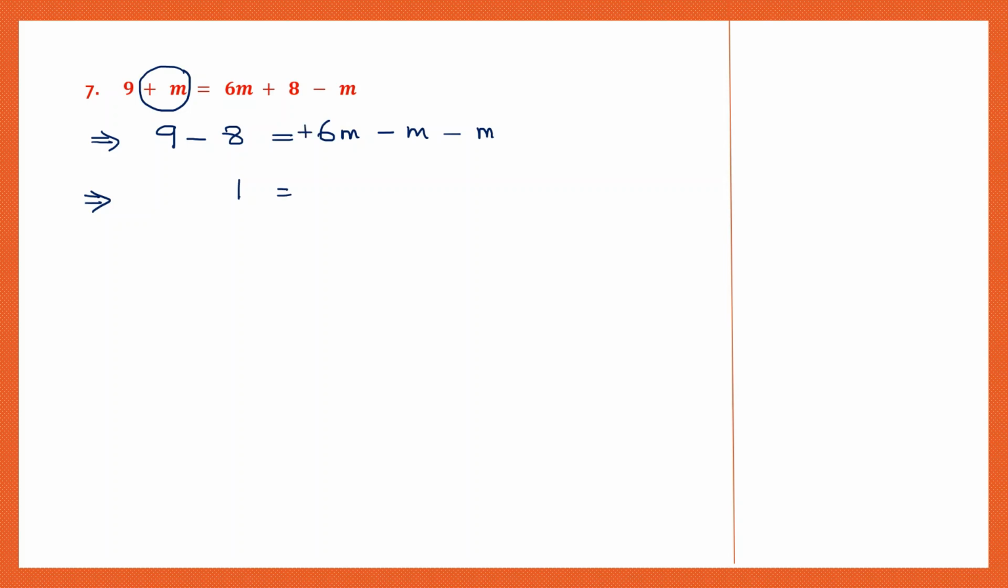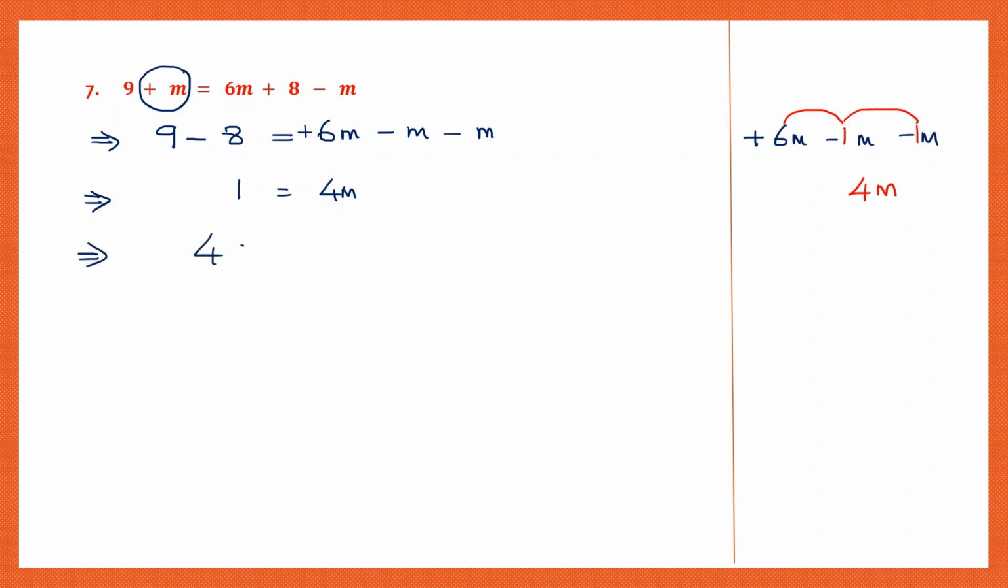6m minus m minus m. Let's work that out here. So 6m minus m minus m. Here we have 1 each, isn't it? So 6 minus 1 is 5, 5 minus 1 is 4. So that is 4m. Here we've got 1, and on the right hand side we have 4m.